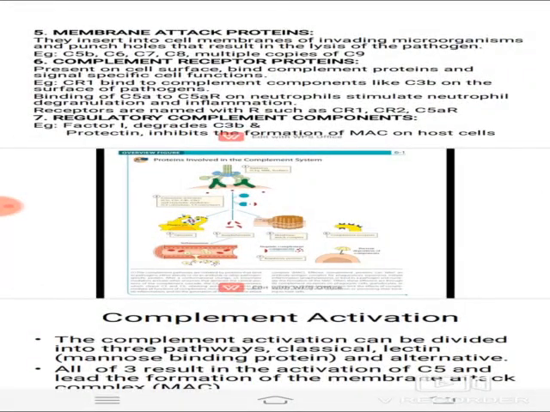And the seventh one is regulatory complement components. An example is factor I, which degrades C3b, and a protein that inhibits the formation of MAC on host cells. MAC is the membrane attack complex.